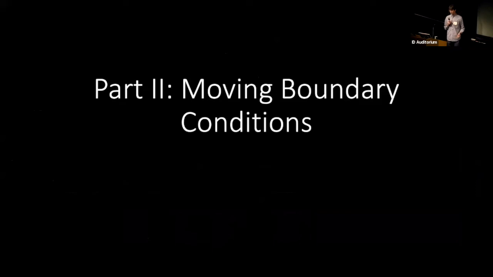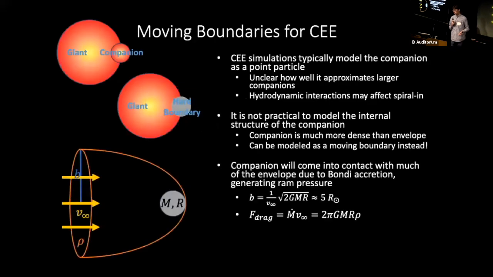Okay, now we're going to switch directions and go into moving boundary conditions. And before I talk about what those are, I'll talk about the motivation for them. So again, we have a system consisting of a giant star and a smaller companion object. Typically, in these simulations, the companion object is just modeled as a point particle, since it's so much smaller than the giant. But it's not really clear how good that approximation is. So what we would love to do is model all of the internal structure of the companion object, but because of the relative sizes of the two, that's just not numerically tractable, at least if you want your code to finish running by the time you finish your PhD.